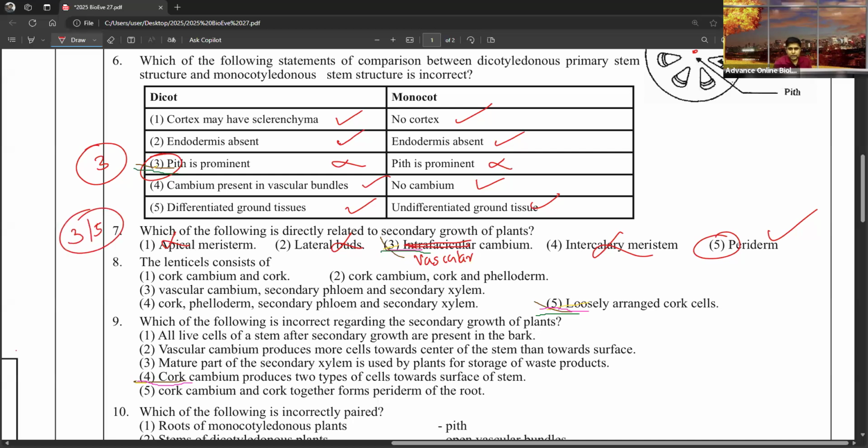Question number 8, people. Lenticels consist of loosely arranged cork cells. Correct. Fifth one is the answer.